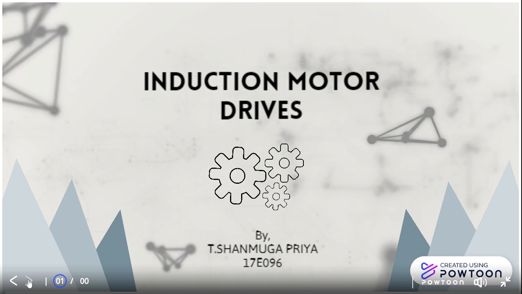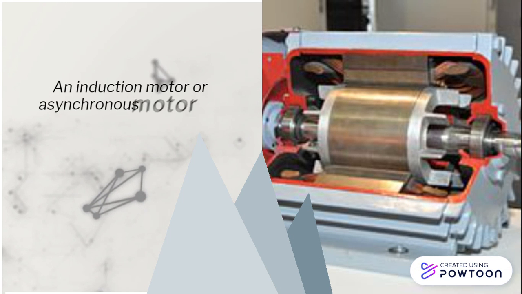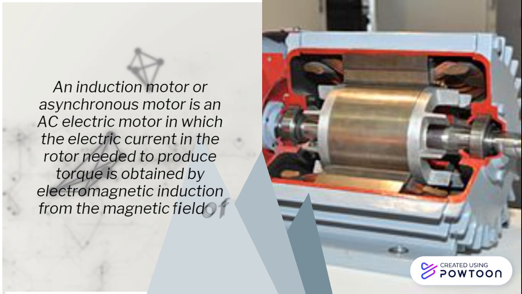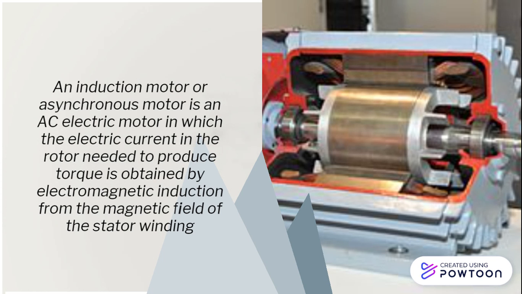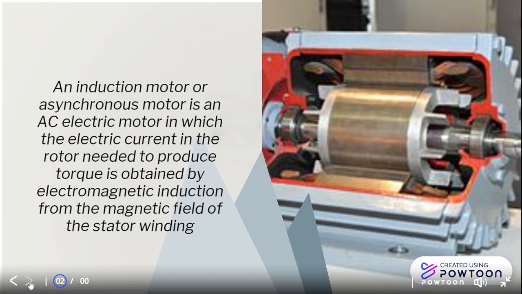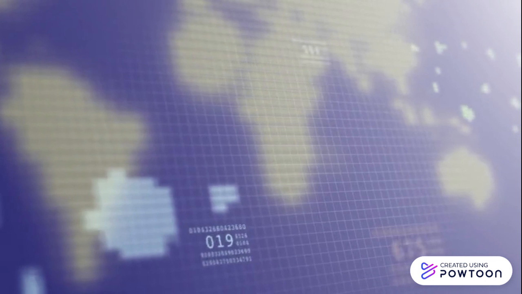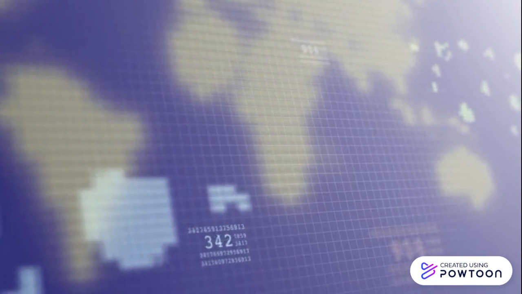First, what is an induction motor? Let's see. An induction motor or asynchronous motor is an AC electric motor in which the electric current in the rotor needed to produce torque is obtained by electromagnetic induction from the magnetic field of the stator winding. Induction motor works on the principle of induction, where an electromagnetic field is induced into the rotor when the rotating magnetic field of the stator cuts the stationary rotor.